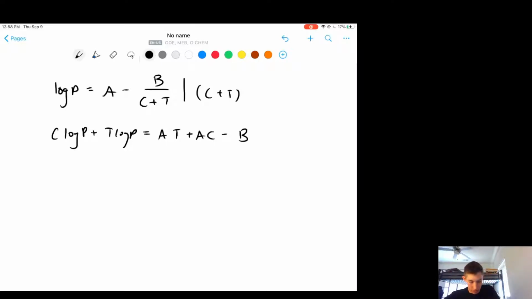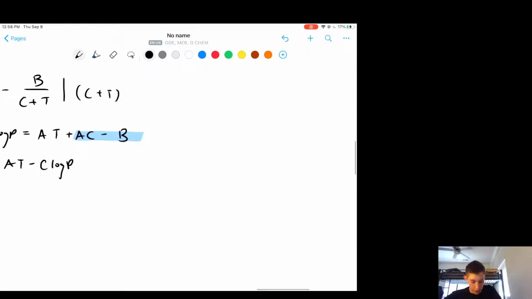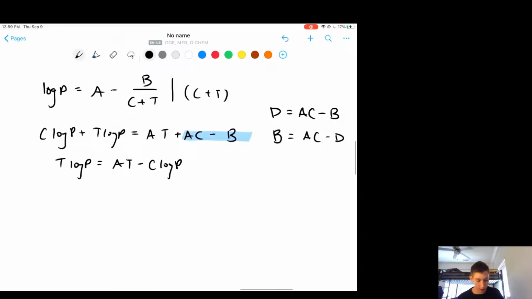And then we're going to transform this a little more, so we have t log p equals at minus c log p. And here, these are all the constants. We're just going to call this d. So d equals ac minus b. And then eventually, when we calculate d, we'll have to rearrange and then recalculate b. But that's just ac minus d, which we will do later. So then we'll just say plus d.